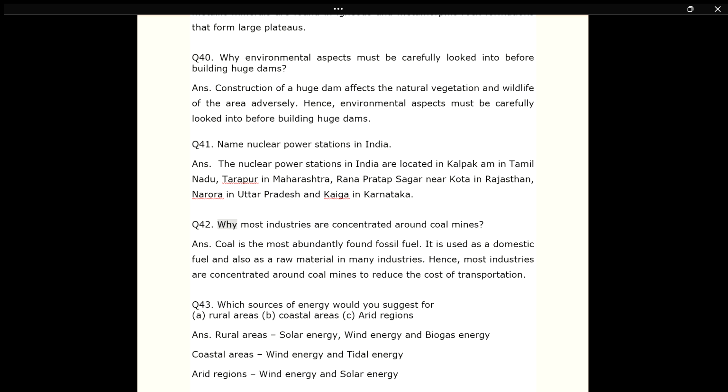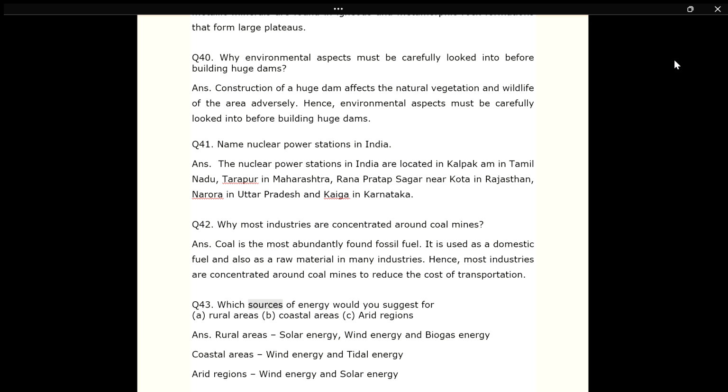Q42. Why most industries are concentrated around coal mines? Ans. Coal is the most abundantly found fossil fuel. It is used as a domestic fuel and also as a raw material in many industries. Hence, most industries are concentrated around coal mines to reduce the cost of transportation.